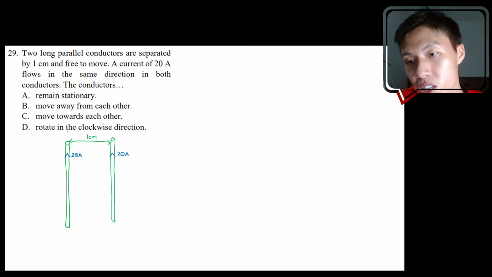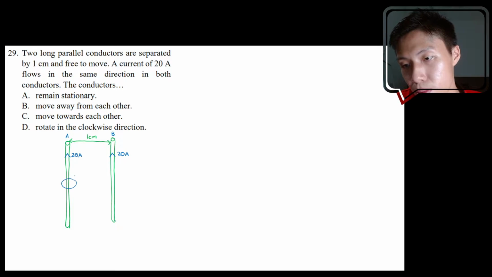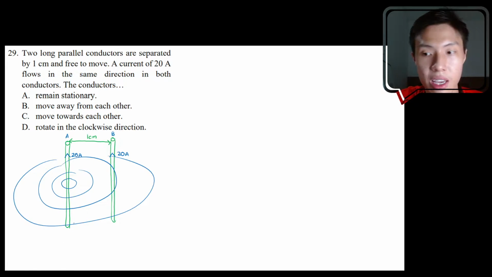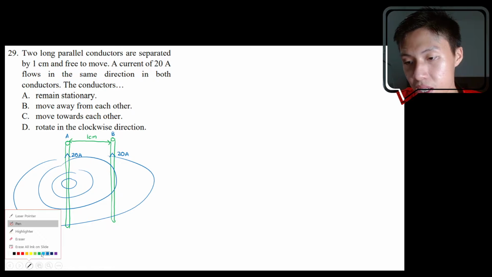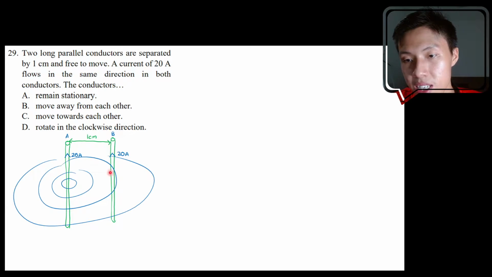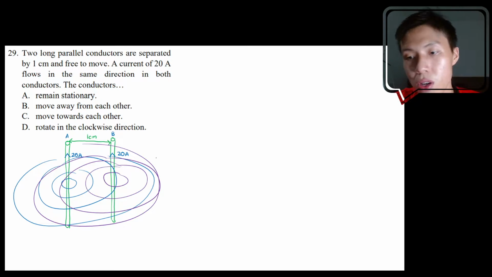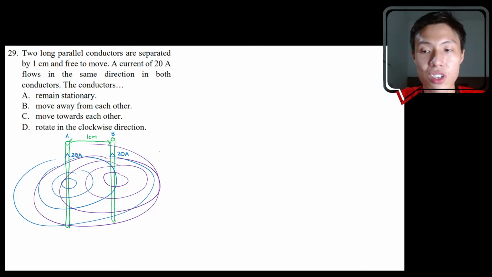If we call this conductor A and this conductor B, because current is flowing in conductor A, there's a magnetic field created by the current in conductor A. At the same time, conductor B also has current flowing in it, so the current in conductor B will also create another magnetic field. Just roughly drawing out the situation.